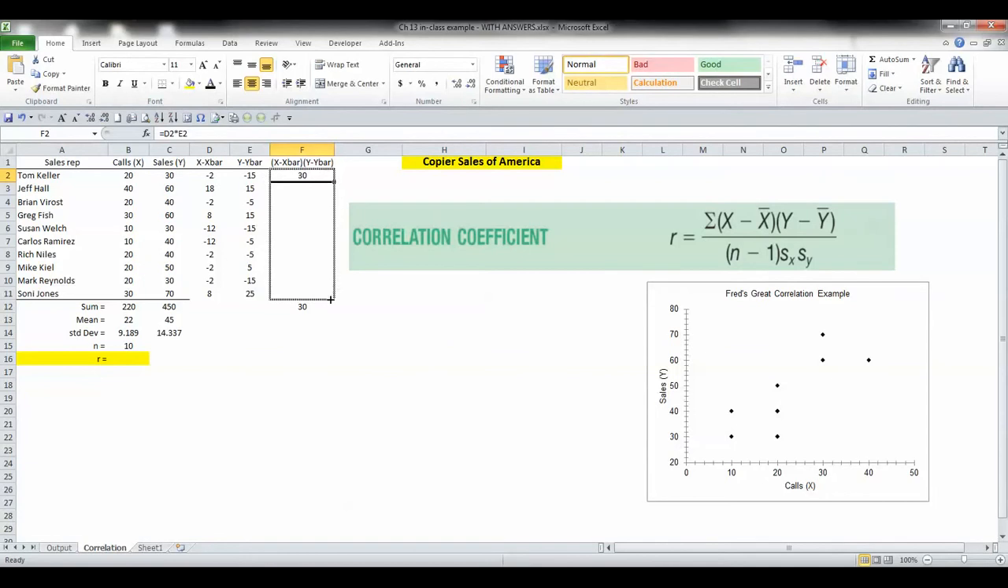And we do that for each observation, or each sales rep in this particular case, and we get a total, or a sum, of the x minus x bar times the y minus y bar, which is just, as I did here, summed up these numbers. We get 900. So our numerator in this particular case is 900.